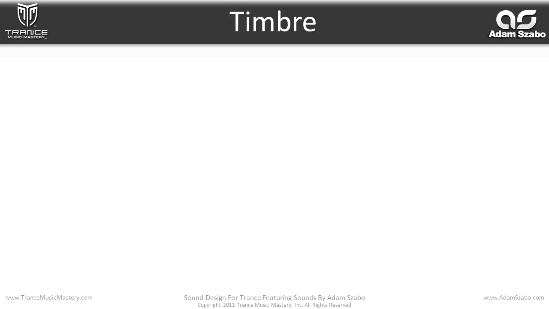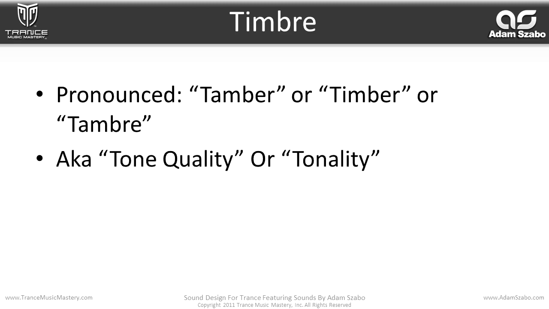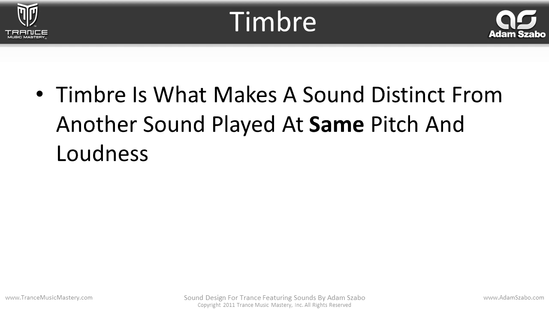Now we come to the concept of timbre. It's also known as tone quality or tonality or tone color or texture of an individual instrument sound. And timbre is what makes a sound distinct from another sound played at the same pitch and loudness. Okay, this is important. So if you have two sounds, each one at the same pitch and loudness, timbre is what allows us to distinguish one sound from another.